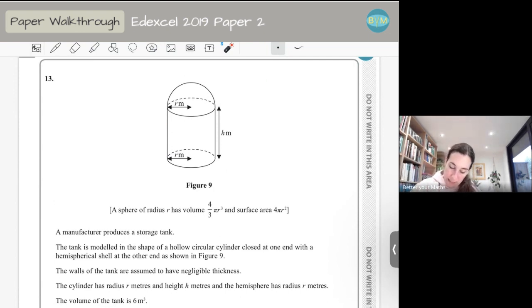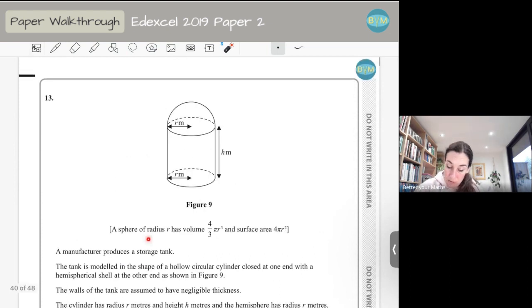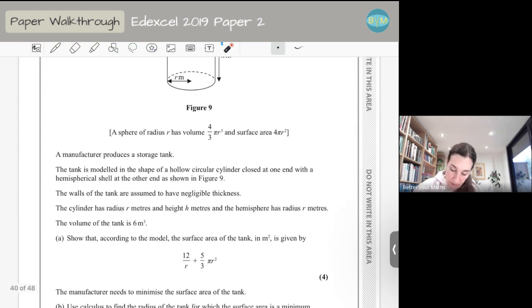The walls of the tank are assumed to have no thickness. The cylinder has radius r, height h. The sphere has radius r, and they remind you that the volume of a sphere is this one, and the surface area of a sphere is that one. The volume of the tank is 6 meters cubed. We are going to use that. Show that, according to the model, the surface area of the tank in meters squared is given by this formula.